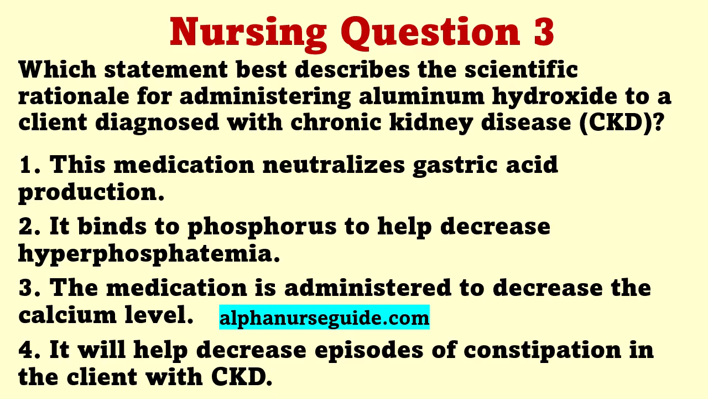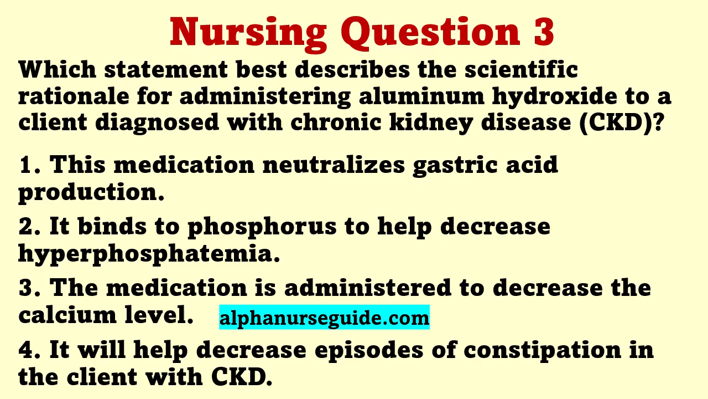The correct answer is 2. It binds to phosphorus to help decrease hyperphosphatemia. Clients with CKD experience an increase in serum phosphorus levels, and administering aluminum hydroxide, an antacid, binds with phosphorus to be excreted in the feces.